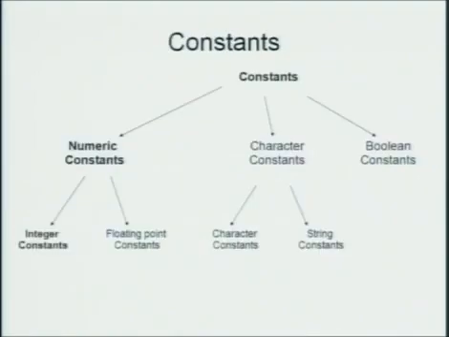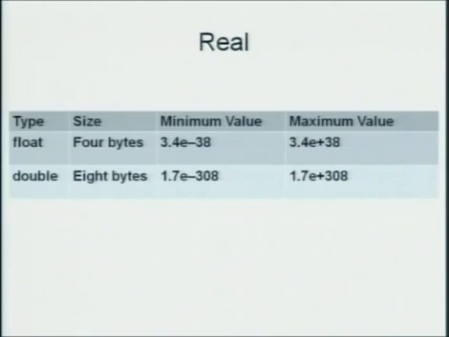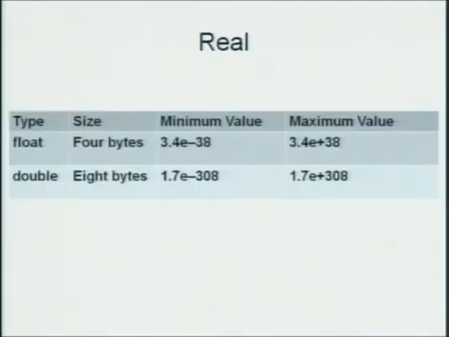First, the real constants. Real constants contain two kinds of data types: float and double. In C++ also the same data types are available. Float means whenever you are going to store a value which contains a decimal point, we can store it there. Its minimum value is 3.4 into e raised to minus 38, and maximum value is 3.4 into e raised to plus 38.